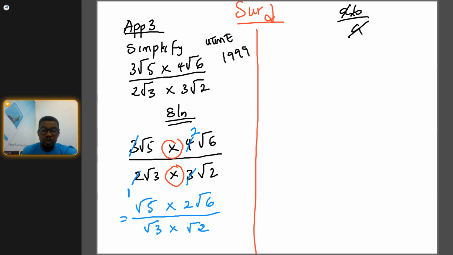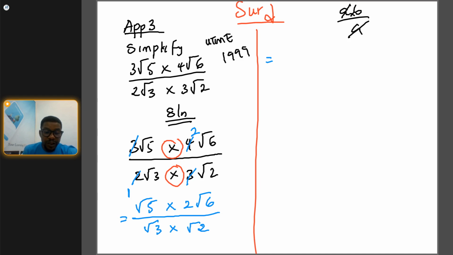Okay, so root of 5 times 2 root of 6 over root of 3 times root of 2. Okay, we proceed. Because we have multiplication, that means we can still divide further if we have some values that are divisible. Here the denominator can be multiplied together. Of course, here also we can multiply together.